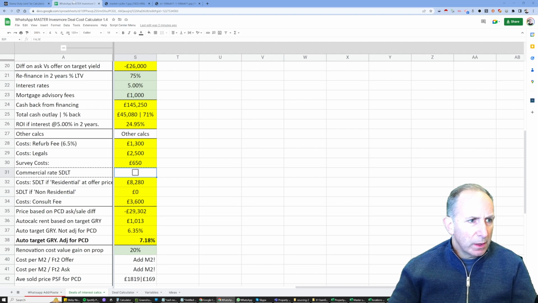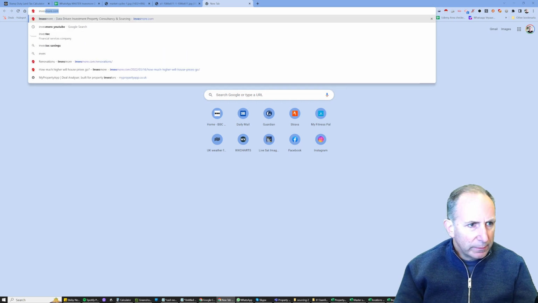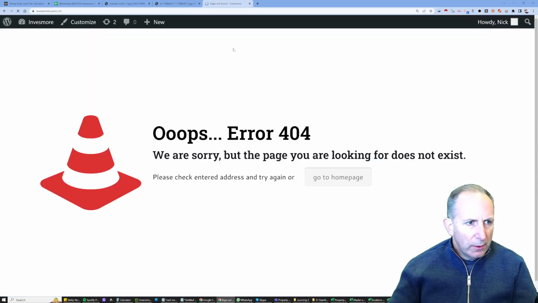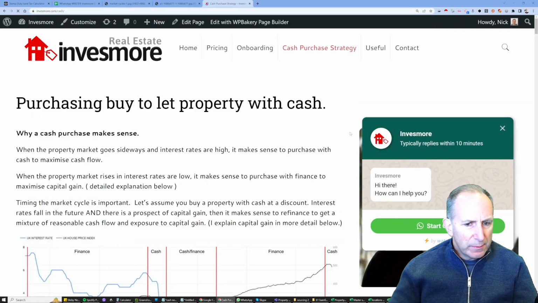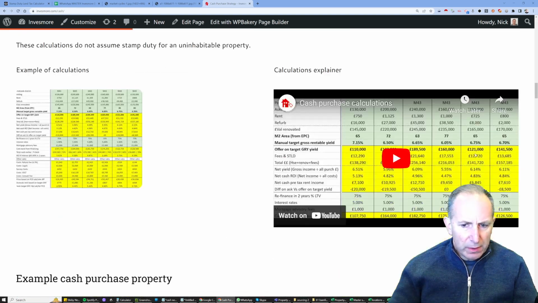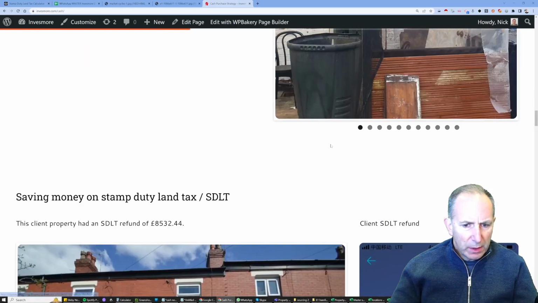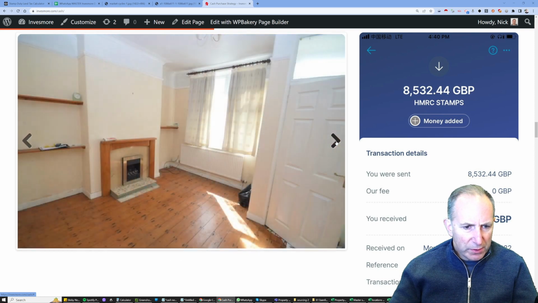And I know it's true because we've got a number of clients now who've had stamp duty refunds that were given to them because the property was deemed uninhabitable. So it was this one. Here's an example one. We've got the refund slip screen grab for reference so that you can see.